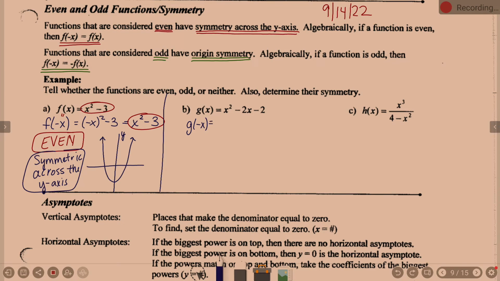So g of negative x says, every place I see an x, it's negative x. So I'm going to do negative x to the second minus 2 times negative x minus 2. Does that make sense? Now, clean it up. What is negative x raised to the power of 2? So negative x times itself is x squared. Negative 2 minus 2 times the negative x is going to make it plus 2x, and then minus 2.